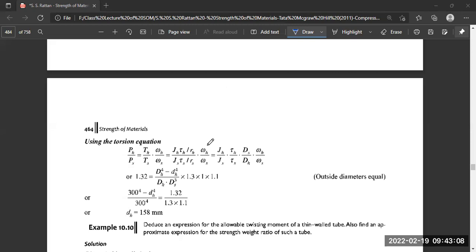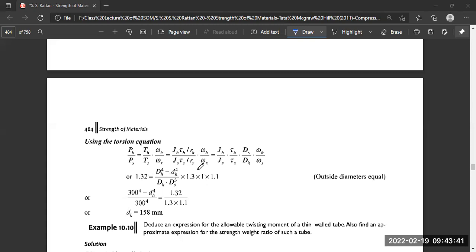So if we take the ratio of the power transmitted by the hollow shaft divided by the power transmitted by the solid shaft, it is equal to the torque transmitted by the hollow shaft divided by the torque transmitted by the solid shaft, multiplied by the angular speed of the hollow shaft divided by the angular speed of the solid shaft. The 2 pi and 60 are the same in numerator and denominator, so they cancel each other. So we have this relation here.